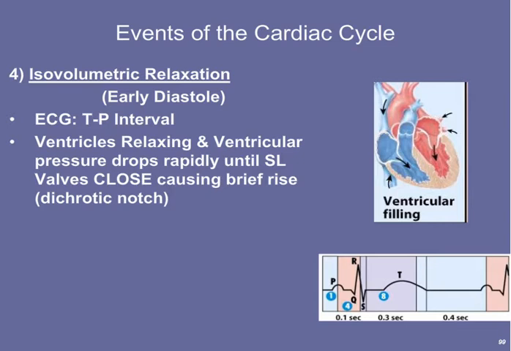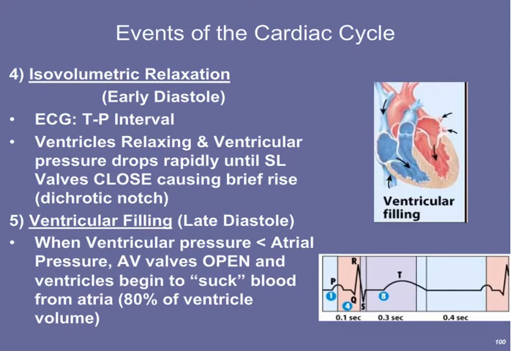The first stage of ventricular diastole is something called isovolumetric relaxation. Remember, isovolumetric means same volume. And on the ECG, this corresponds to the TP interval. Here the ventricles are relaxing and the ventricular pressure is dropping rapidly until the semilunar valves will be pulled shut, causing a brief rise in blood pressure called the dicrotic notch.